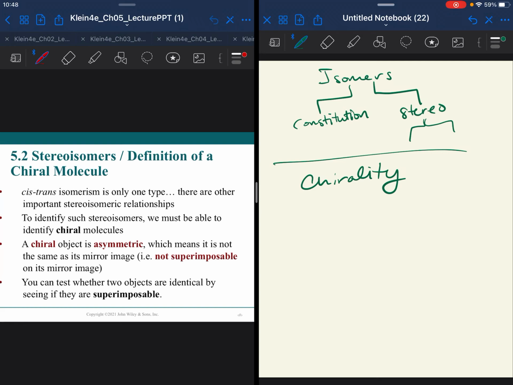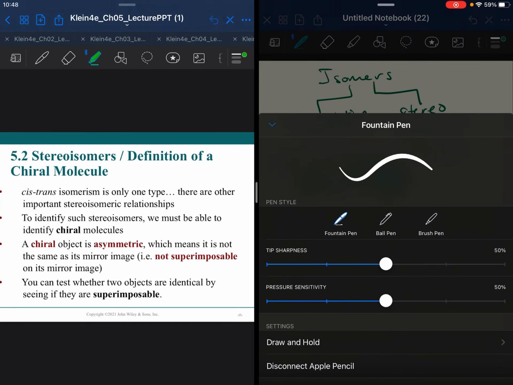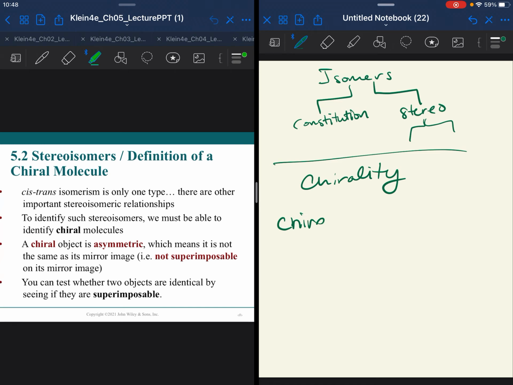Okay, so let's just get through some vocabulary here. A chiral object is asymmetric. It is not the same as its mirror image. So let's define this a little bit nicer here. Chiral objects. We're going to discuss this in the macroscopic perspective and then microscopic. Chirality just means that it is going to be a non-superimposable mirror image.